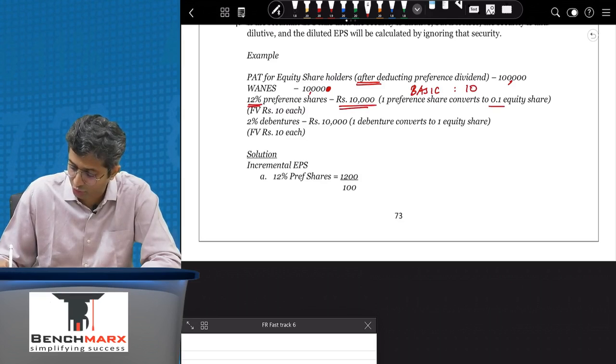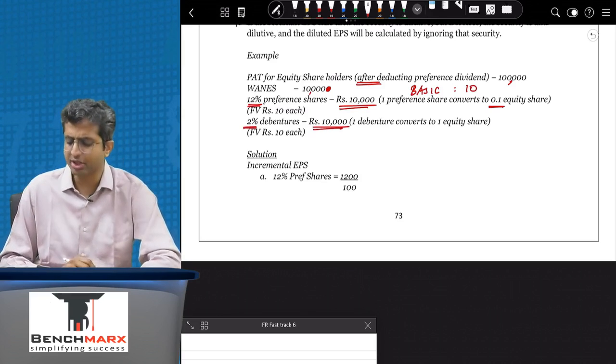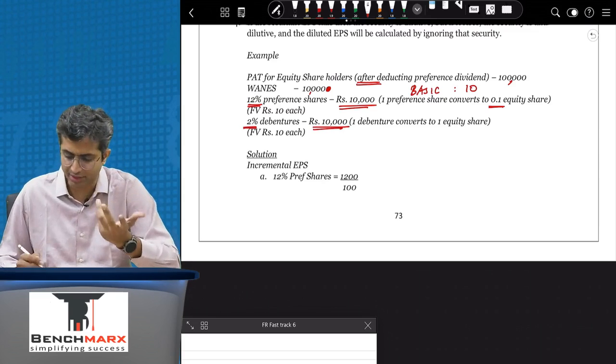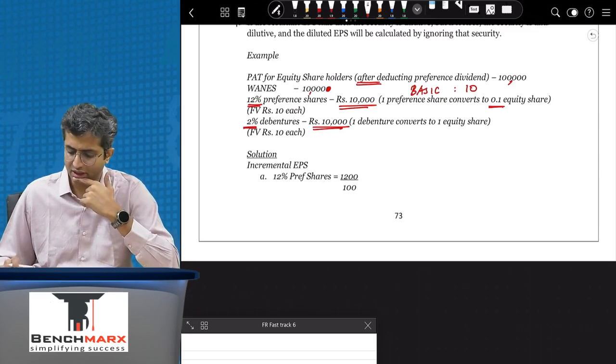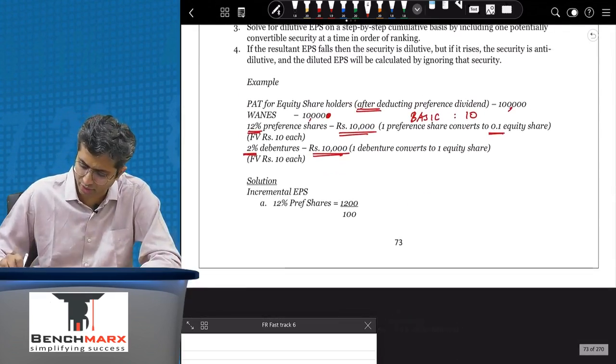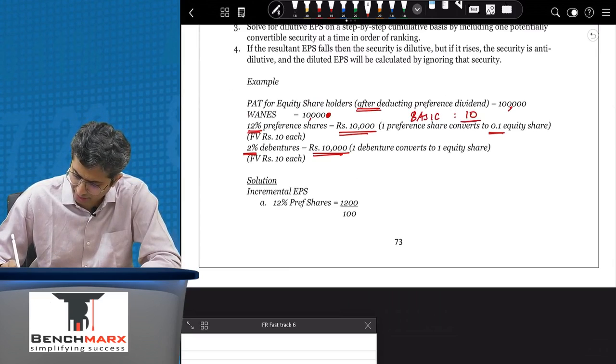One preference share converts into 0.1 equity share, and there are 2% debentures of rupees 10,000, and one debenture converts into one equity share. So you have to calculate the diluted EPS. So one would say that how does it matter if we calculate the diluted EPS? Let us try to take the diluted EPS. The basic EPS is 10. And you will take the numerator, which is 1 lakh rupees.